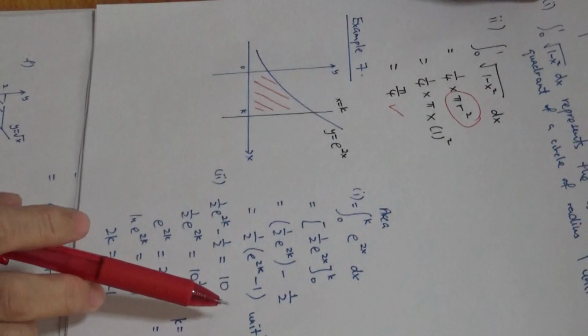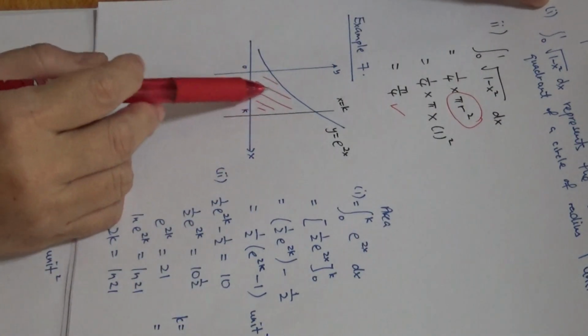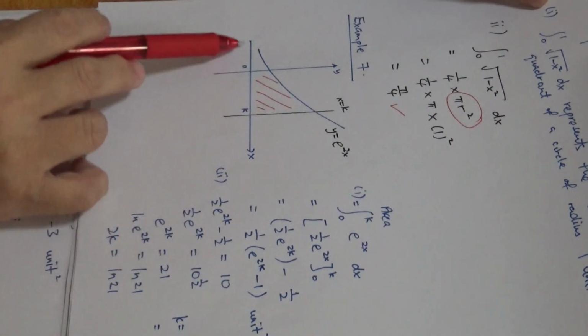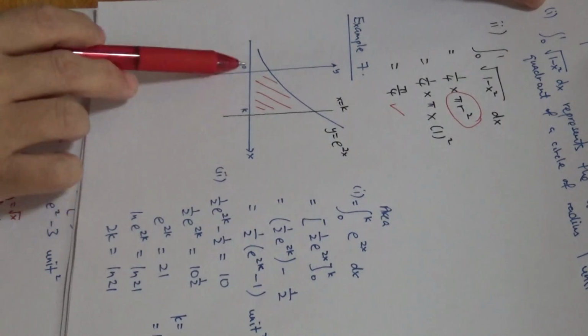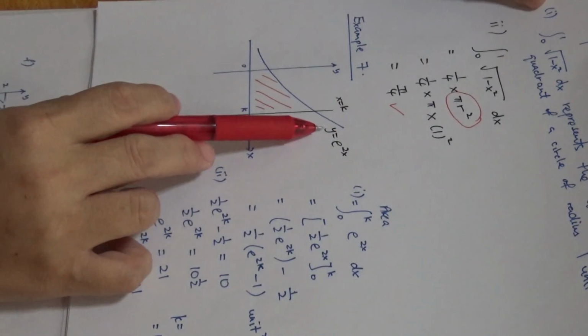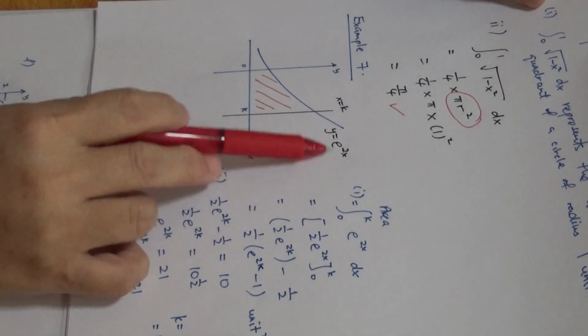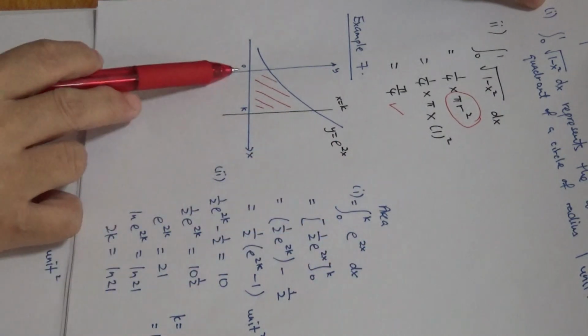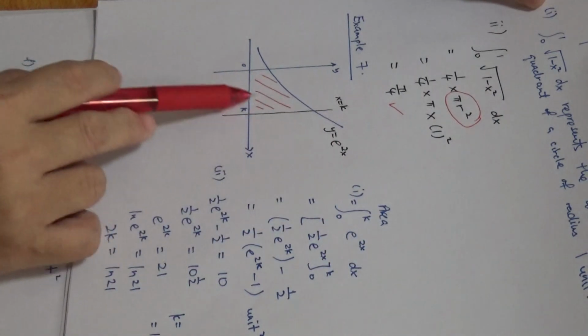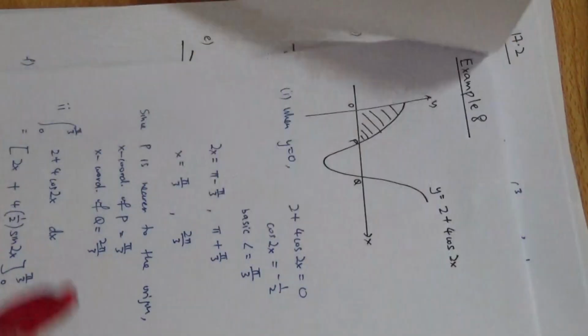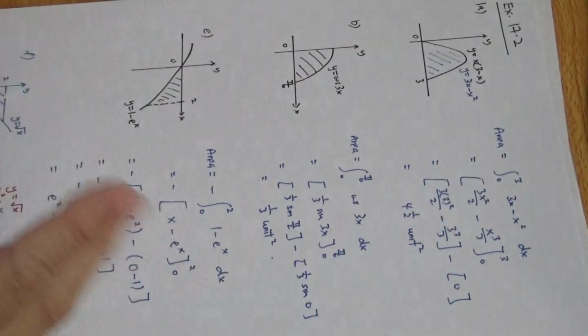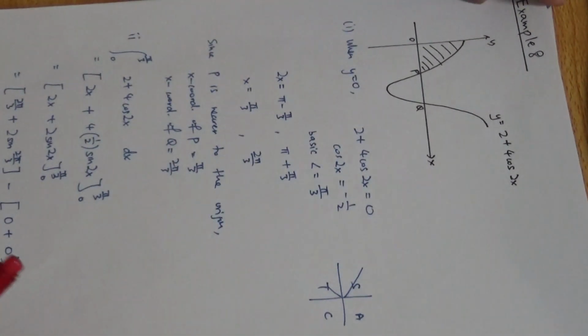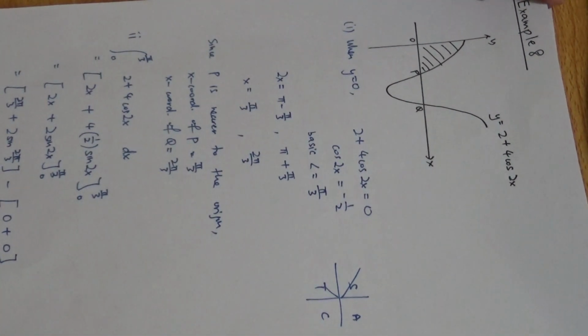So what am I trying to say here? The area under the curve, bounded by the x-axis and 2 lines, will be y equals to something. That something here you put here and you integrate from here to here. You will get the area under the curve. Alright, okay, let's move on to example 8. Example 8 is a trigo question.